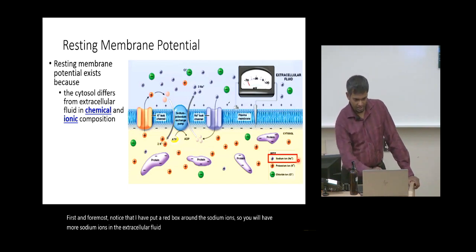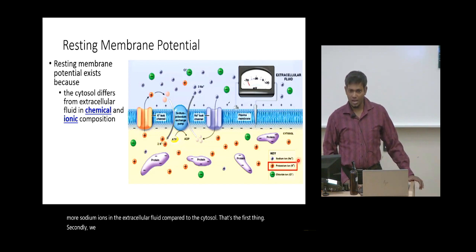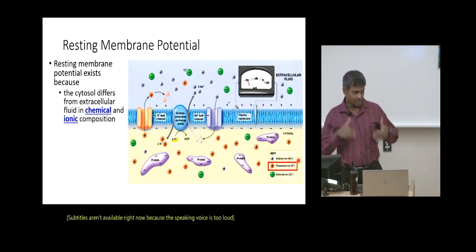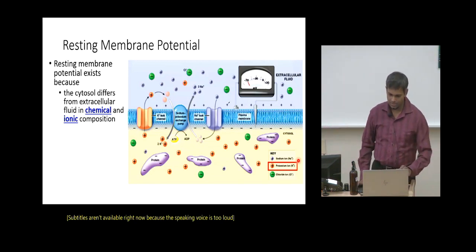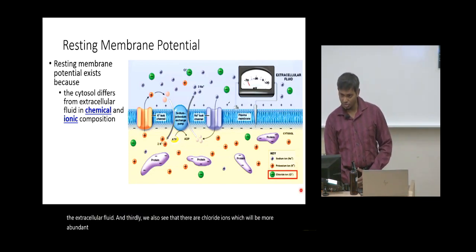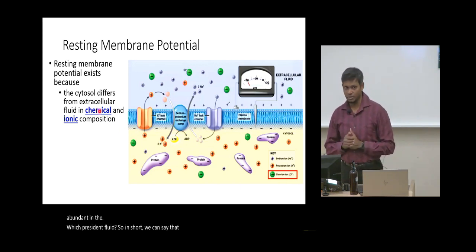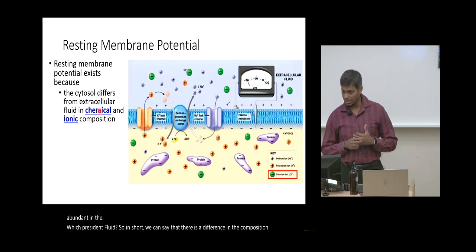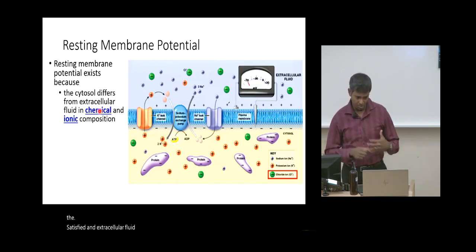That's the first thing. Secondly, we find that the potassium ions will be at a higher concentration in the cytosol versus the extracellular fluid. And thirdly, we also see that there are chloride ions which will be more abundant in the extracellular fluid. So in short, we can say that there is a difference in the composition of the cytosol and extracellular fluid, both in terms of ionic and chemical composition.